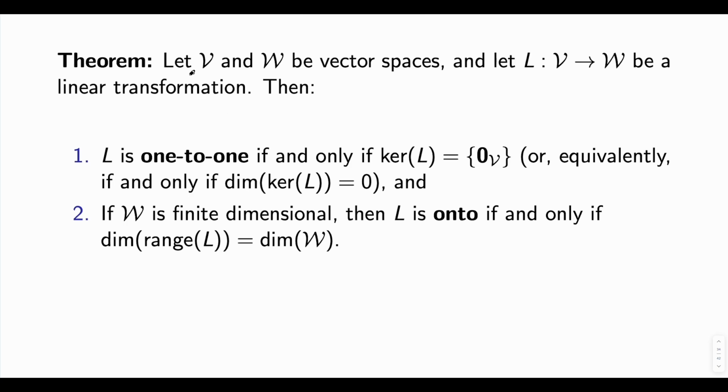So there is an important result. Let V and W be vector spaces and L a linear transformation from V to W. Then L is one-to-one if the kernel contains only the zero vector, or in other words, if and only if the dimension of the kernel is equal to 0. That we have already proved. So we are summarizing the result. And if W is a finite dimensional vector space, then L is onto if and only if the dimension of range L is equal to the dimension of W. That is also an important result we have seen before.